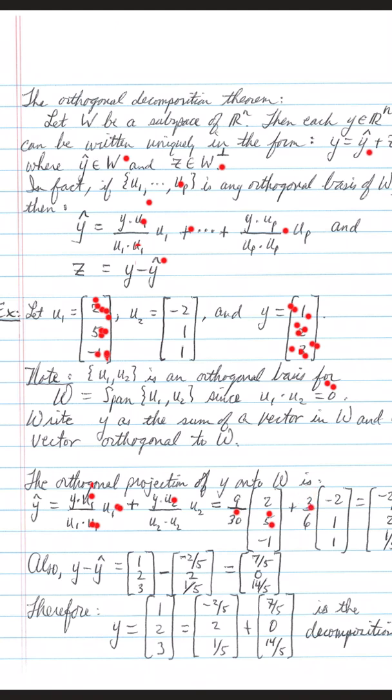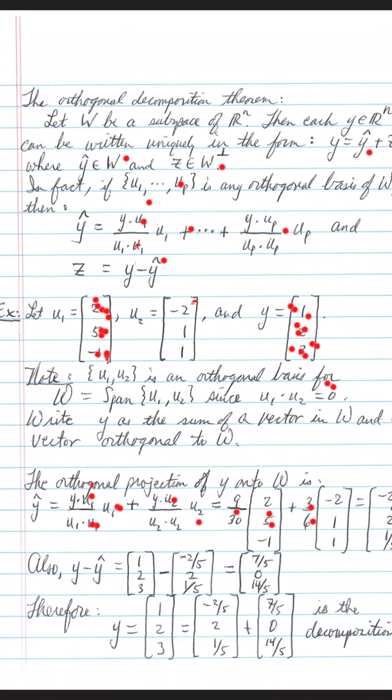And then u2 dotted with itself: negative 2 squared is 4, 1 squared is 1, another 1 squared is 1, so 4 plus 1 is 6. That's where this 6 comes from.